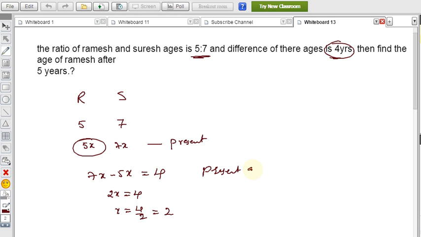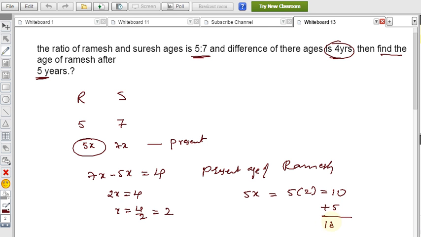So the present age of Ramesh is 5x. 5 into 2 is 10. But according to the question, find the age of Ramesh after 5 years. Just plus 5. Okay, now that is 15 years. So the solution for our problem is 15 years.